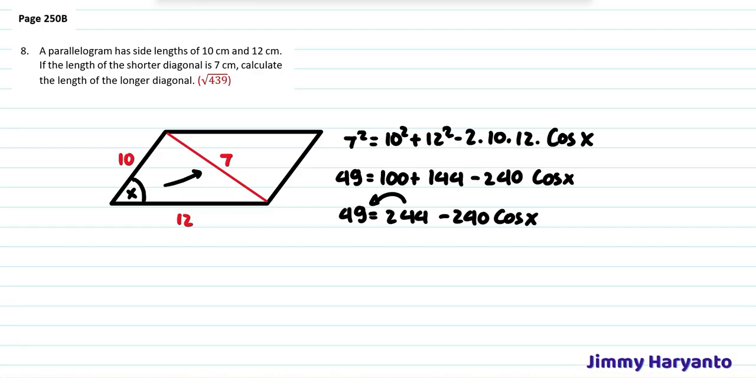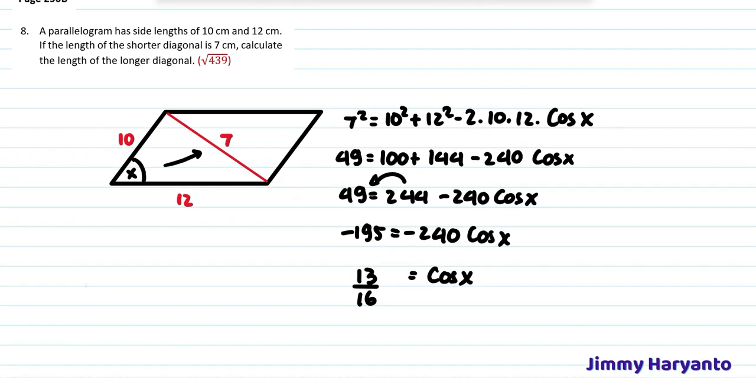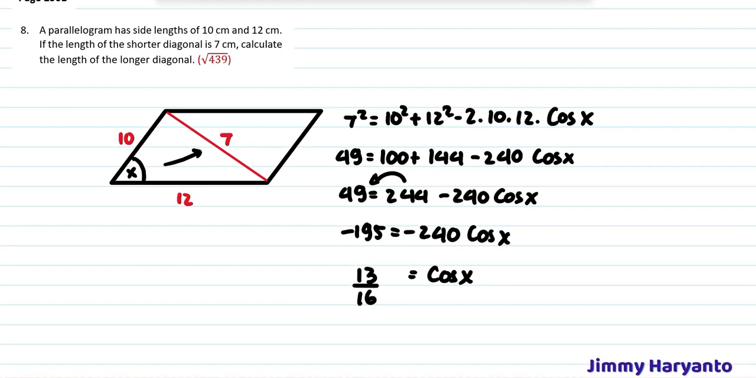49 minus 244 is negative 195, which equals negative 240 cos x. Then cos x equals 195 divided by 240, so you have 13 out of 16. Okay, this is the cos x. And then next is to find the longer diagonal.